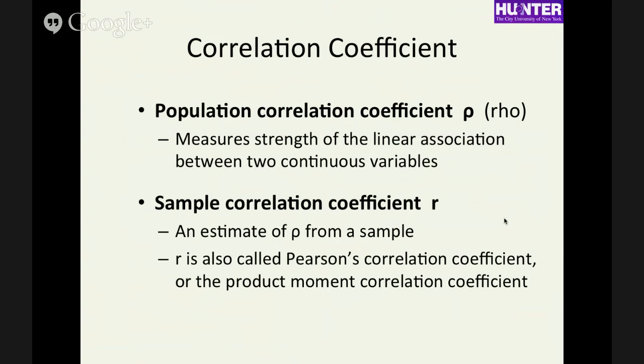So this correlation coefficient that I've been talking about so far, what is it? Well, it measures the strength of a linear relationship between 2 continuous variables. We use rho, as usual, the Greek letter, to describe the value for the population, and r for the sample. So if you estimate it from just a sample, you're going to use r.